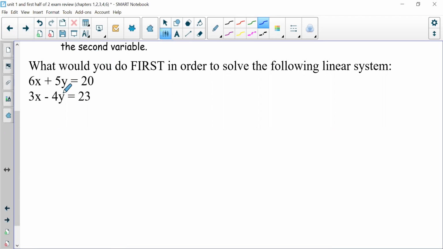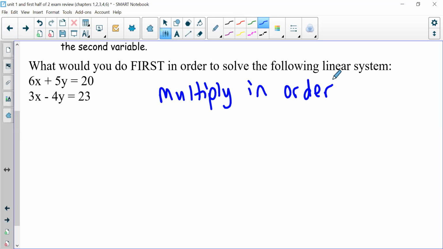Are any of my coefficients the same? No. Would you multiply the 3x minus 4y by -2? Yeah, that's good. So you could make the x's both 6x, and Kira's even right away making it -6x. Or what would you make the y's? You can times each of them by the opposite number to make them both 20. Fantastic. So you're going to multiply in order to make them have the same coefficient.